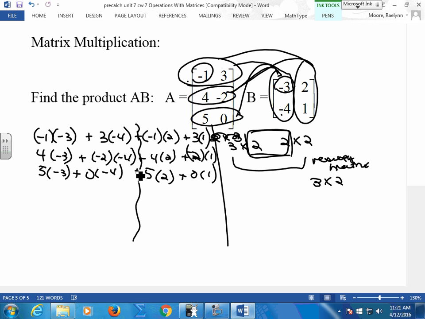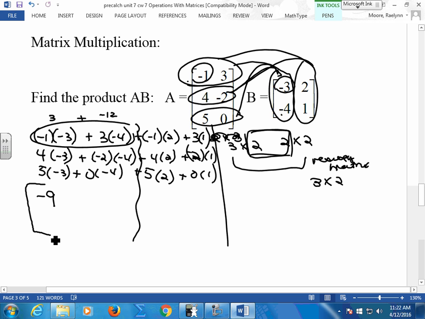Now, keep these like they are. We took a break here. We needed a 3 by 2. Do we have 3 rows? Mm-hmm. Do we have 2 columns? Mm-hmm. So we're going to add this piece together like this. -1 times -3 is 3, plus 3 times -4, which is -12. And what is -12 plus 3? -9. We're starting our matrix. We're going to build a 3 by 2.